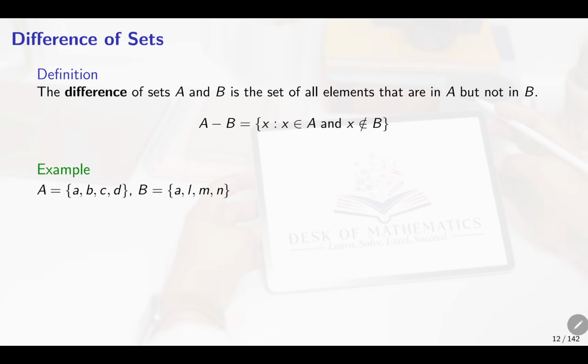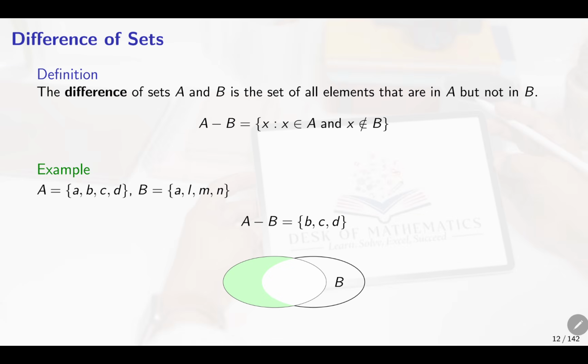For example, here if A, B, C, D is set A and A, L, M, N is set B, now A minus B means those elements of A which are not in B. So A is in B, so we will exclude it. B is in A but not in B, so C and D, so this is A minus B.